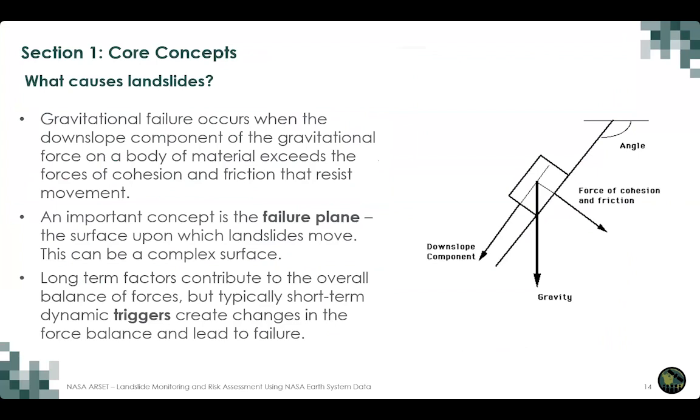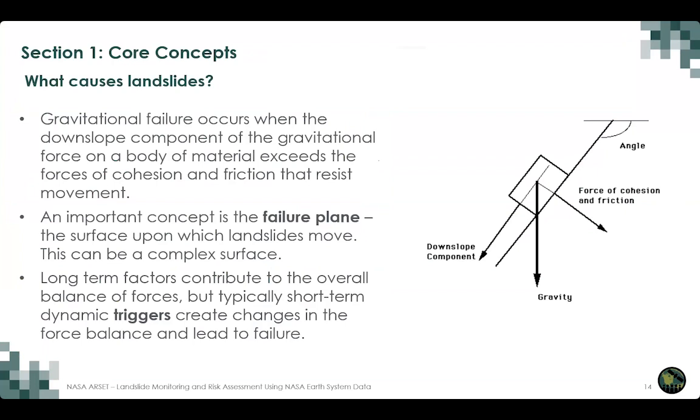So let's talk a bit about what causes landslides. Ultimately, when hill slope material falls down a hill slope, it's undergoing gravitational failure. That's when the downslope component of the gravitational force exceeds the forces that are resisting it. So that could be friction, or cohesion. Ultimately, this is when the force balance, for a short amount of time or for a longer amount of time, is exceeded by the downslope component, and that leads to movement.